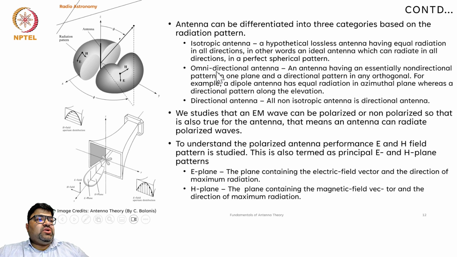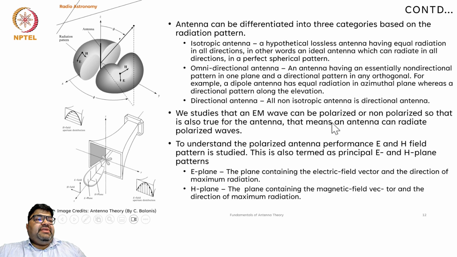The second one is the omnidirectional antenna, an antenna having an essentially non-directional pattern in one plane and a directional pattern in any orthogonal plane. For example, a dipole antenna has equal radiation in the azimuthal plane, whereas it has a directional pattern along the elevation. A directional antenna: all non-isotropic antennas are directional antennas.